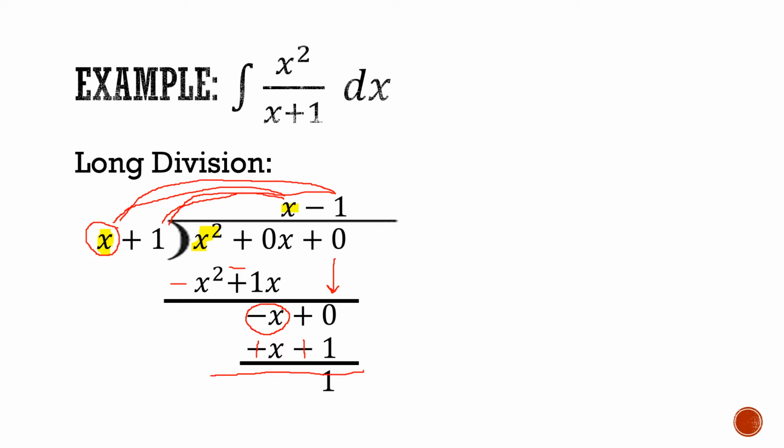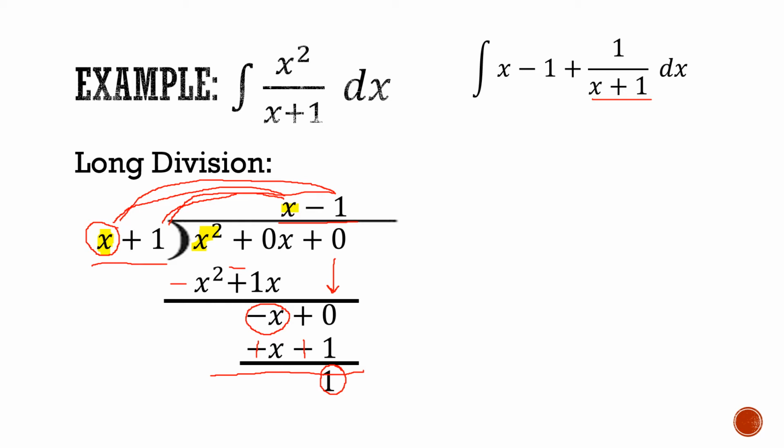All right, so what I'm going to do is rewrite this original integral as what I just found using my long division. So instead of the integral of x squared over x plus 1, I'm going to do the integral of x minus 1 plus 1 over x plus 1. Again, x minus 1 came from here, and then the 1 over what we were originally dividing by is how I got this piece over here.